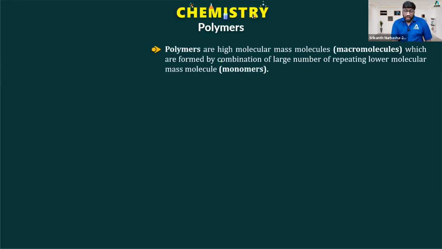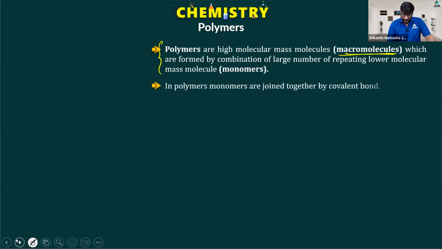Polymers are high molecular mass molecules or macromolecules, which are formed by the combination of a large number of repeating lower molecular mass molecules, which are nothing but monomers. The monomers combine with each other to form the respective polymers. Based on the monomers, we can have different kinds of polymers. In polymers, monomers are joined together by covalent bonds.